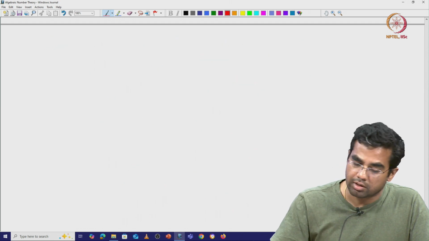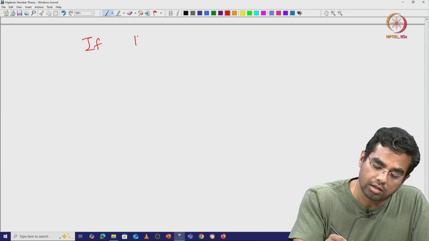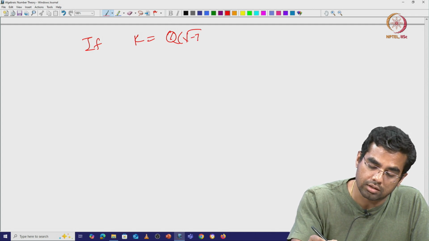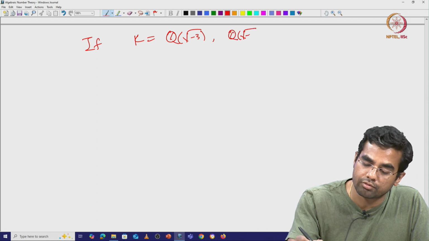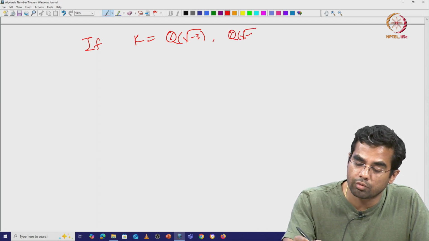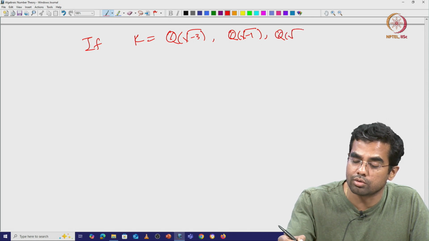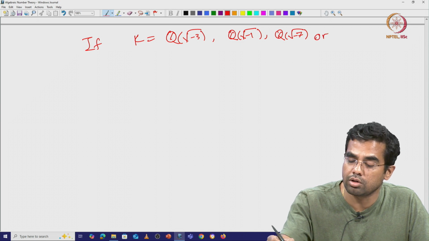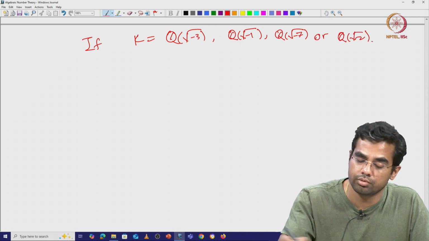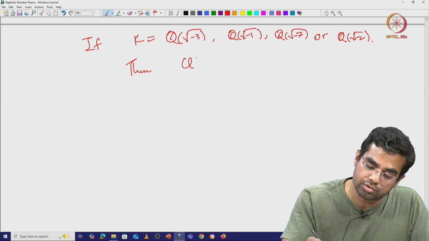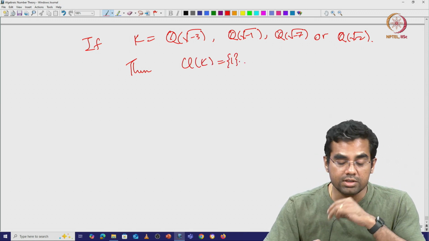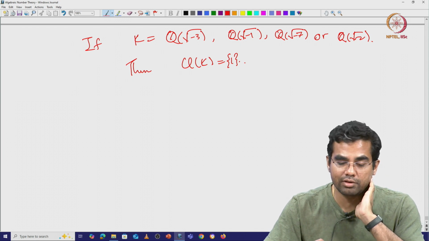Okay. All right. So, if K is equal to Q square root of minus 3 or Q square root of minus 1 or Q square root of minus 7 or Q square root of minus 2, then the class group of K is 1, is trivial. But this is by no means the complete list of trivial class groups.